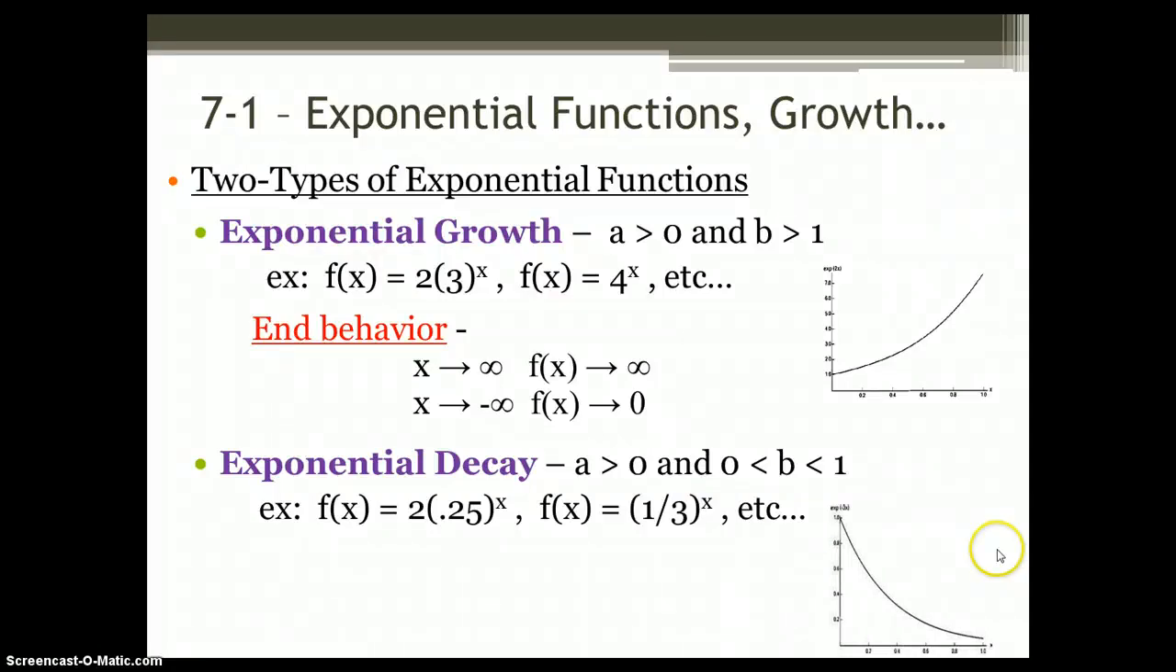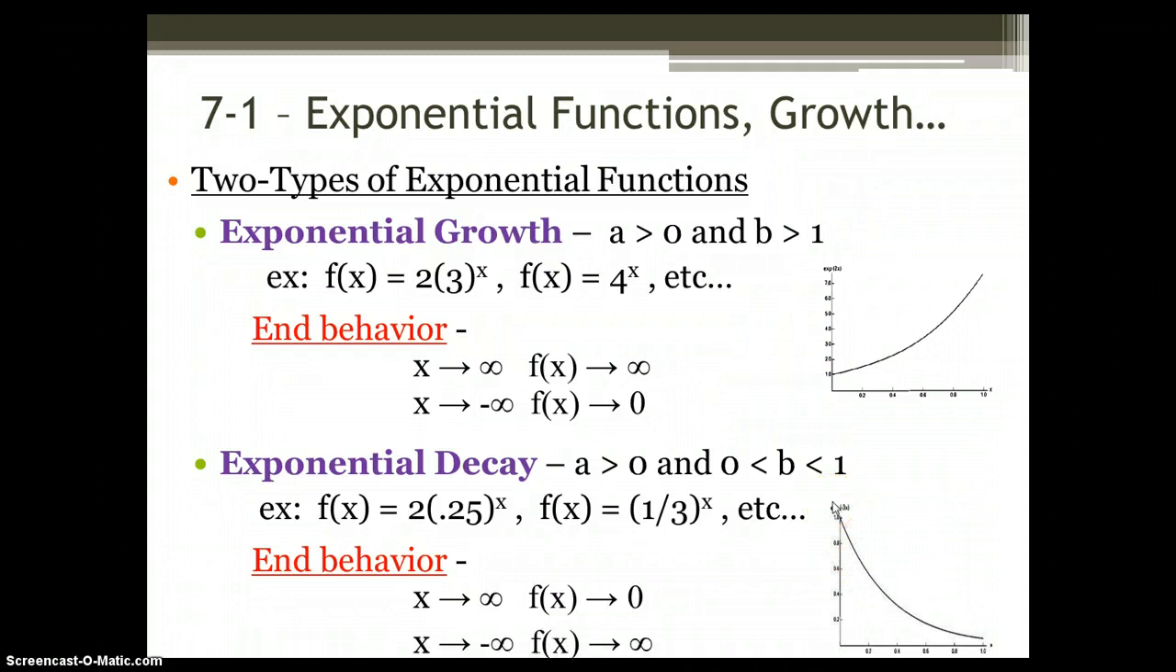The graph looks similar, but looks like this. The end behavior in this case, as x gets bigger and bigger and bigger, it actually switches. In this case, as x increases, your f of x approaches that asymptote, approaches 0. So we say as x approaches infinity, f of x approaches 0. What happens at the other end? In this case, as x gets more negative, it approaches infinity. So we say as x approaches negative infinity, f of x approaches infinity.